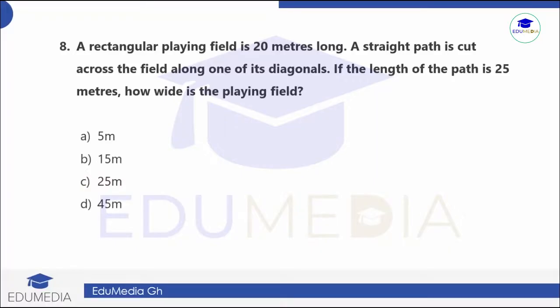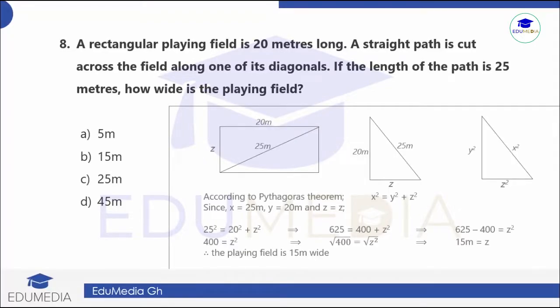A rectangular playing field is 20 meters long. A straight path is cut across the field along one of its diagonals. If the length of the path is 25 meters, how wide is the playing field? All right, so here we have this. Just like the previous question, this is also a rectangular playing field, and it is 20 meters long.